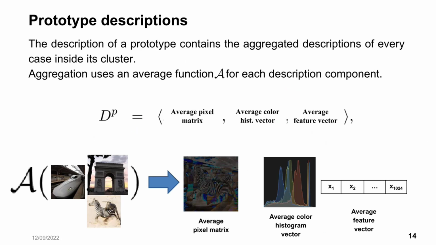This allows us to create a new case base, referred to from now on as a prototype case base. Each prototype case is composed of a description and a solution. The description contains the aggregated descriptions of every case inside its cluster. The aggregation uses an averaging function for each description component. So, for example, when processing these 3 images, our function should calculate 3 prototype description components: an average pixel matrix, an average color histogram vector, and an average latent features vector.